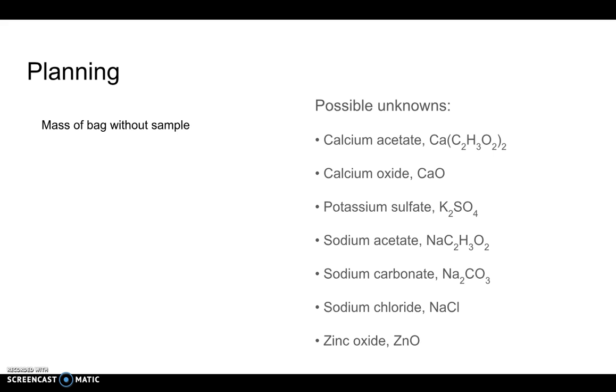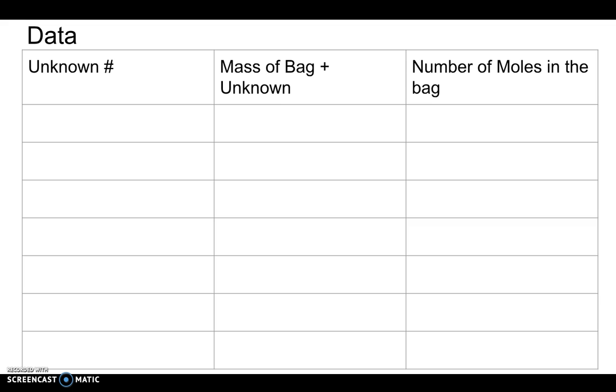So you'll have the mass of the bag without the sample, the mass of the bag with the sample, the number of moles in the bag, and the possible unknowns, and that's going to allow you to collect your data. So you'll have your unknown number on your bag, and the number of moles in the bag, and then you will be able to record the mass of the bag plus the mass of the unknown. By filling out this data table, you will have everything you need in order to identify the unknown substances.